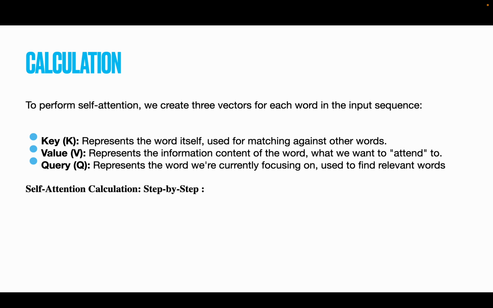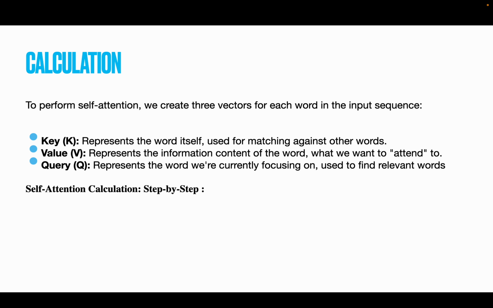So to perform self-attention, we create three vectors for every word in the input sequence. The first is key, then value, then query. Key represents the word itself, used for matching against the other words. Suppose I love somebody. So I is a key here. Okay. So it represents the word itself. In case of love, the key is love. In case of somebody, somebody is a key.